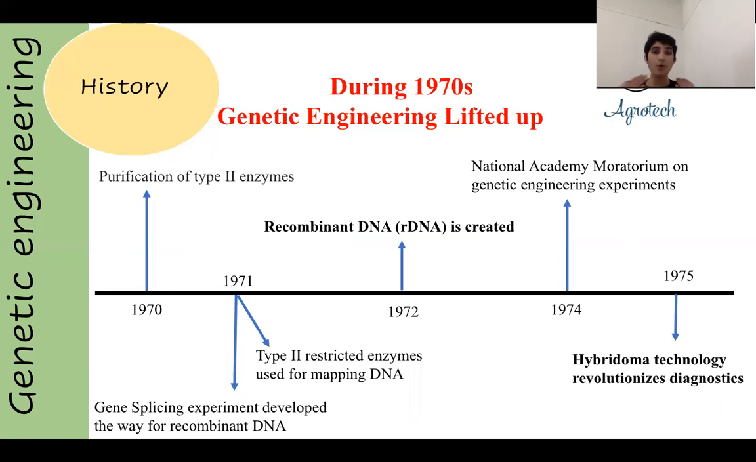One of the important discoveries during the 1970s is that scientists created recombinant DNA by cutting DNA from a donor and manipulating it into a vector DNA, making a recombinant DNA. And the National Academy of Sciences declared a moratorium and started studying genetic engineering experiments. Another important discovery in this era is the development of hybridoma technology.